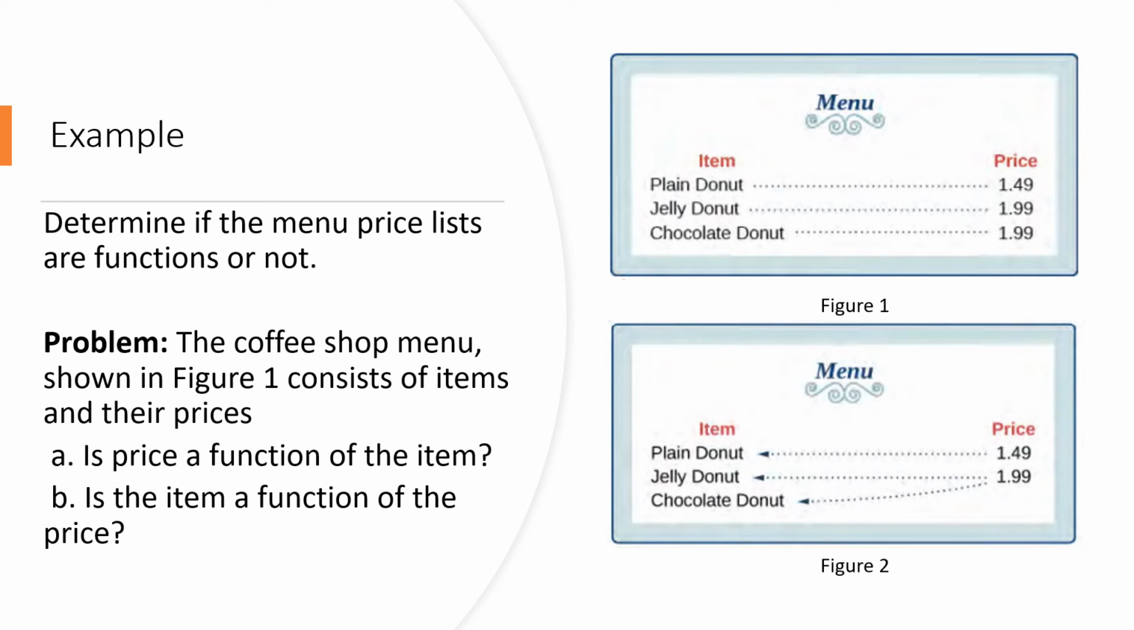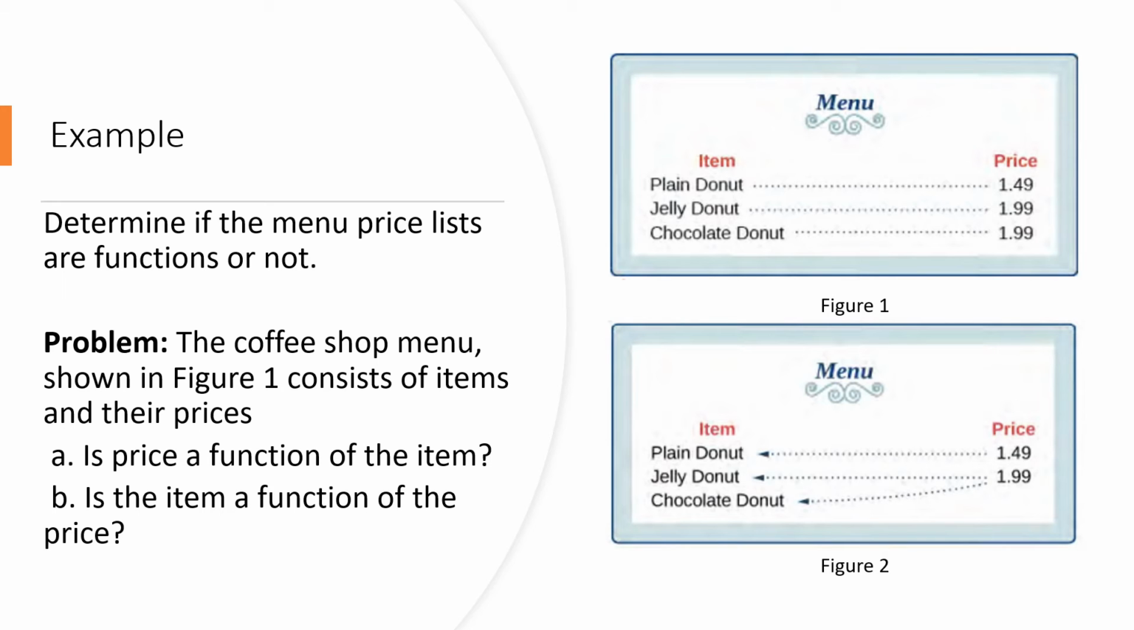Another example. Determine if the menu price lists are functions or not. In the first example, in figure 1, we are going to determine if the price lists are functions of the item or not. So here's the problem. The coffee shop menu shown in figure 1 consists of items and their prices. As you can see, the menu shown in this figure consists of an item and price list.